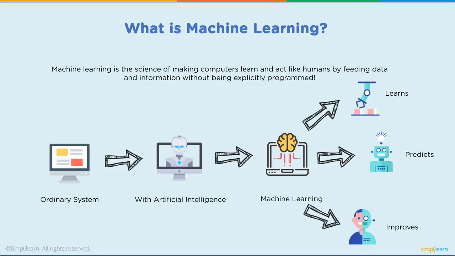We've looked at a lot of examples of machine learning, so let's see if we can give a little bit more of a concrete definition. What is machine learning? Machine learning is the science of making computers learn and act like humans by feeding data and information without being explicitly programmed. And we see here a nice little diagram where we have our ordinary system, your computer. Nowadays you can even run a lot of this stuff on a cell phone because cell phones have advanced so much. And then with artificial intelligence and machine learning, it now takes the data and learns from what happened before, and then it predicts what's going to come next.